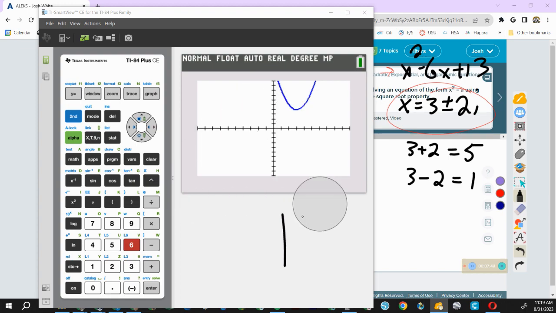Well, nope, let's have something bigger than that. So let's do... So this has 5 roots. Okay? 1 root. This counts as 2 roots, right? Anytime you bounce off the x-axis, that's a double root.